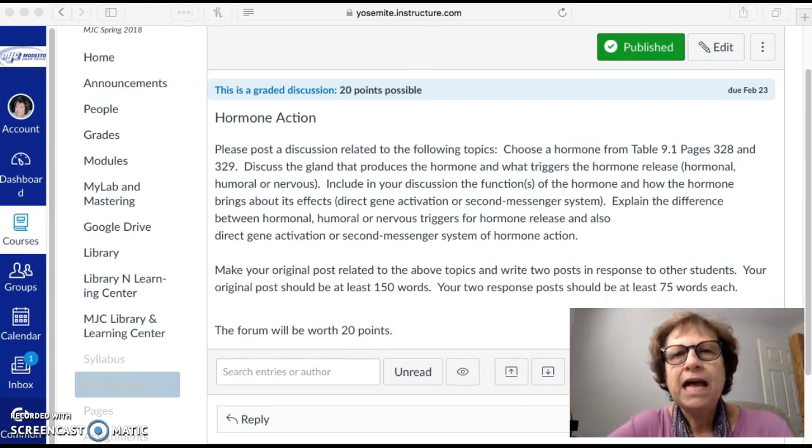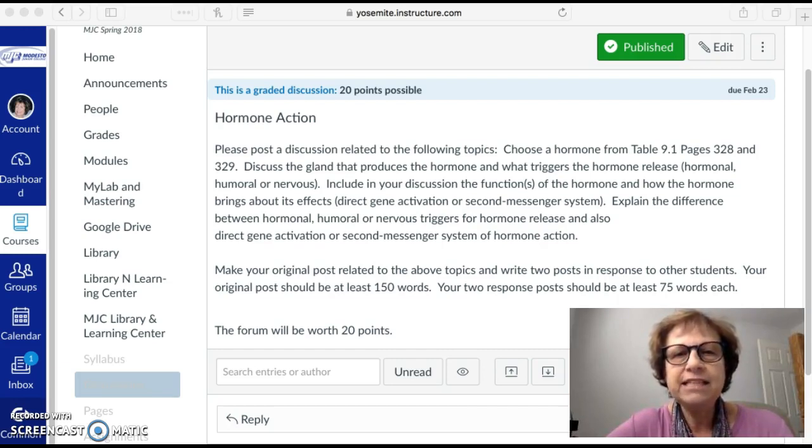This week we're looking at the endocrine system, which talks about hormones and the glands that produce them. You have a discussion this week, which is entitled Hormone Action, and it asks you to post an essay of 150 words, and there are a number of items that you need to include in this discussion. You also need 2 response posts to other students, and there are a couple of points taken off if you have spelling or grammar errors.